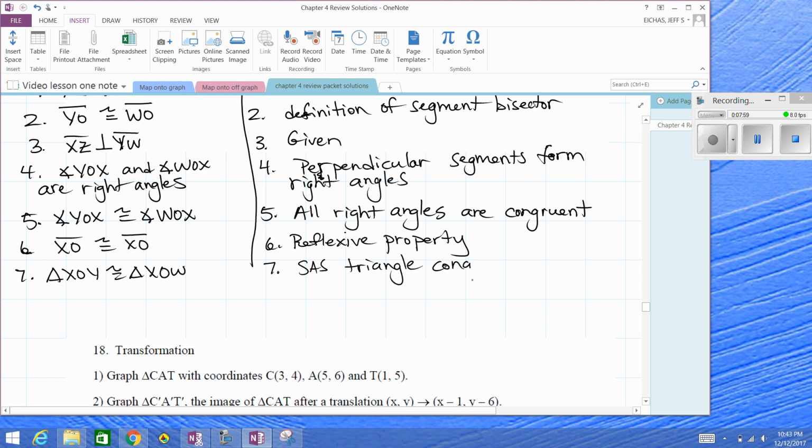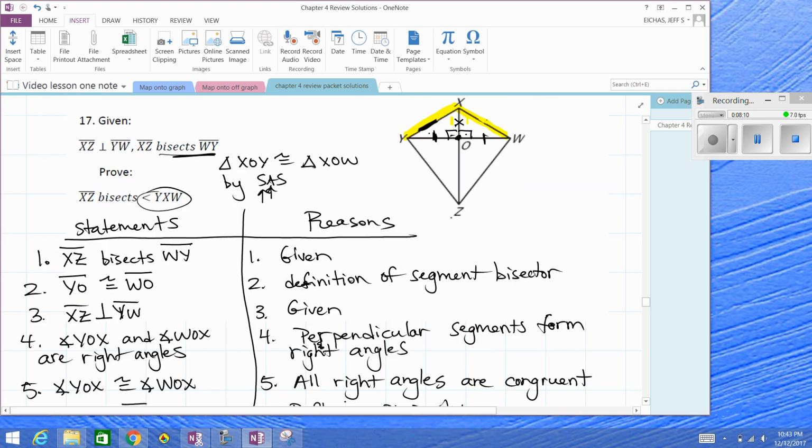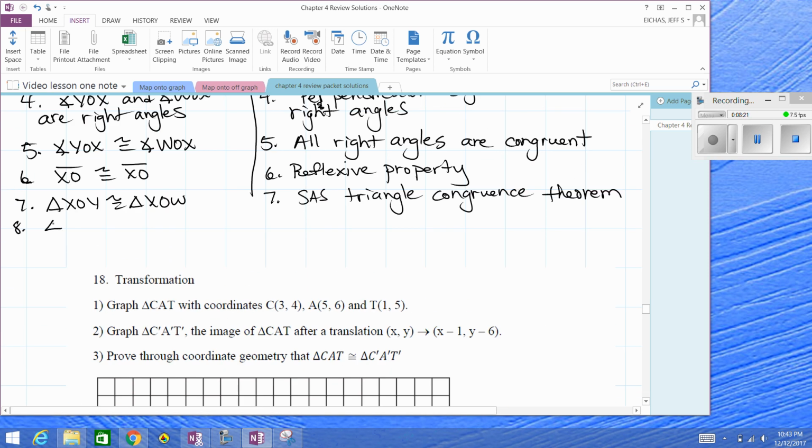Okay, we still got 2 to go here. All right, 2 to go. 8. Okay, so to bisect an angle, we need 2 congruent angles, YXW. Okay, so we're going to need these 2 angles. Now they're congruent, YXO, WXO. Angle YXO is congruent to angle WXO. And that's that corresponding parts of congruent triangles are congruent.